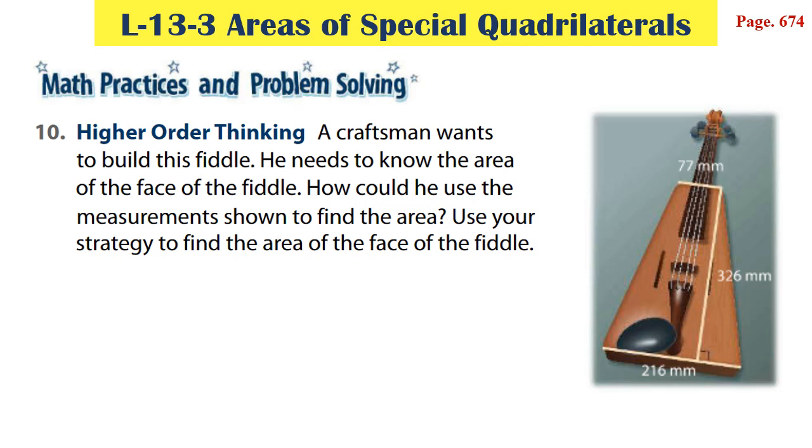Now, let's have a higher order thinking question. Our question is: a craftsman wants to build this fiddle. He needs to know the area of the face of the fiddle. How could he use the measurements shown to find the area? Use your strategy to find the area of the face of the fiddle. Excellent. Let's see how. The face is in the shape of a trapezoid, so decompose to find the area.